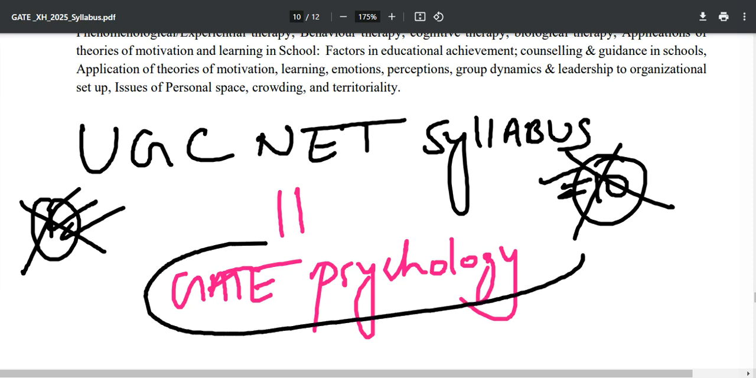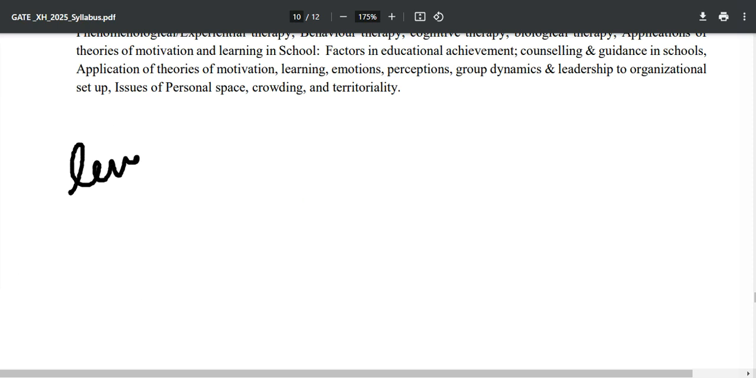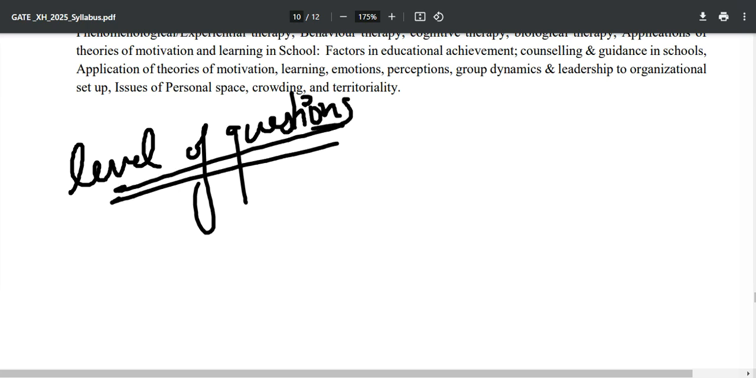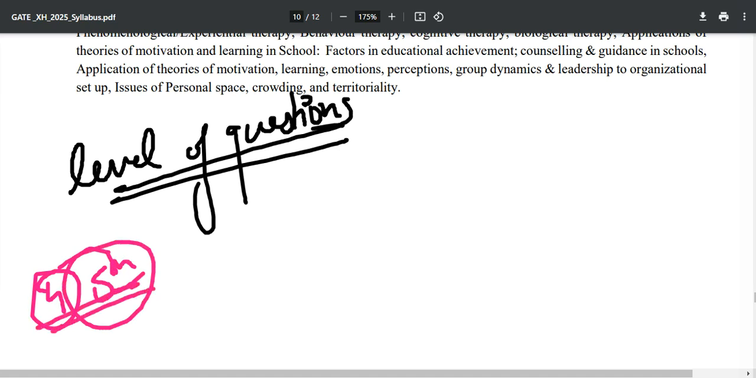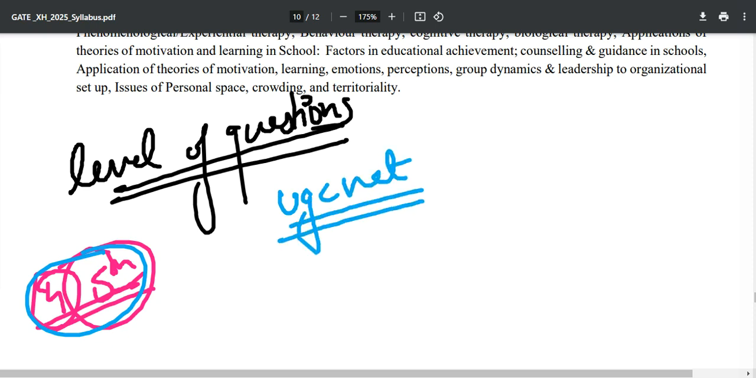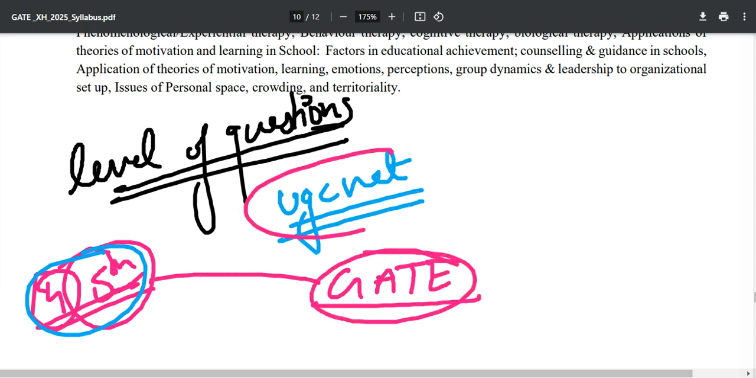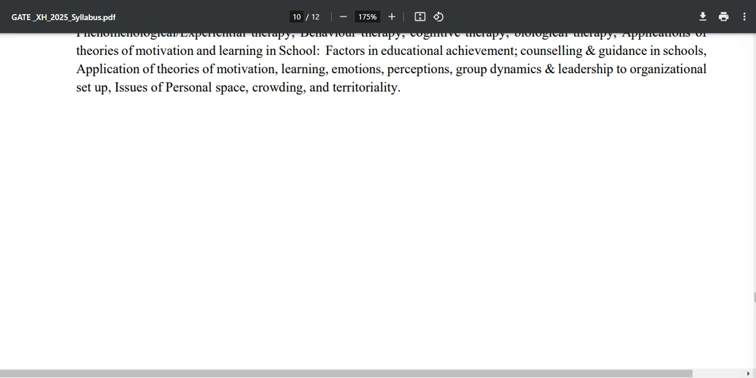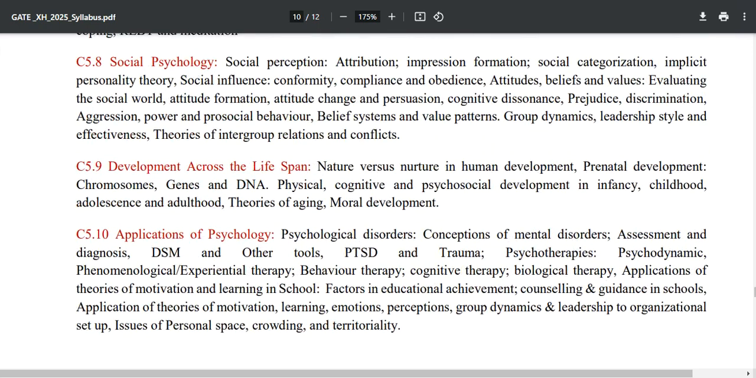And for GATE psychology the level of questions is not that high, because this is just the fourth or fifth year of the examination being conducted, so that might be the case. For you it is helpful, it is easy, you can clear it pretty easily, because the level of questions in UGC NET gets a little more difficult compared to GATE. So you have to study the same UGC NET syllabus, but not that deep as far as the GATE paper pattern is concerned.